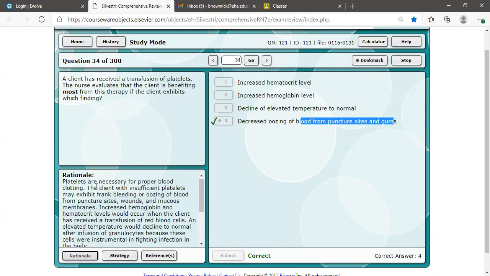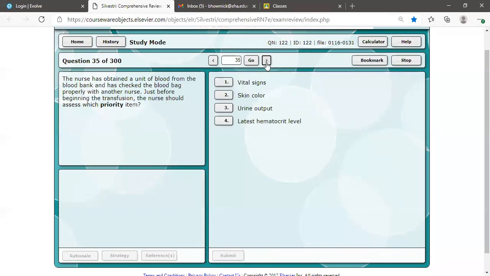What is the rationale? Platelets are necessary for proper blood clotting. A client with insufficient platelets may exhibit frank bleeding, oozing of blood from the puncture site. So bleeding tendency, if any bleeding, always platelets, even bleeding from a wound or mucous membrane. So this is the one. Now more information from this question. Increased hemoglobin and hematocrit levels would occur when the client receives a transfusion of red blood cells. Elevated temperature would decline to normal after infusion of granulocytes because these cells are instrumental in fighting infection. So definitely answer 4 is the best one.